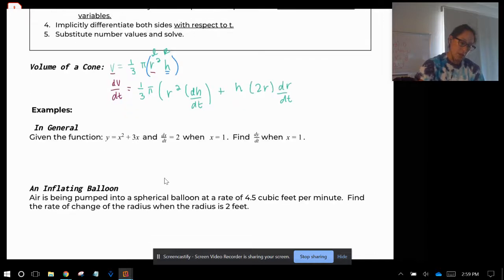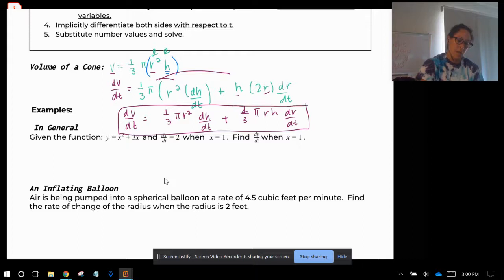All right, so now we just simplify that. dV dt is equal to 1/3 pi r squared dh dt plus, sorry, 2/3 pi times r h, my r and my h, dr dt. So this would be the derivative equation for the volume of a cone using implicit differentiation.